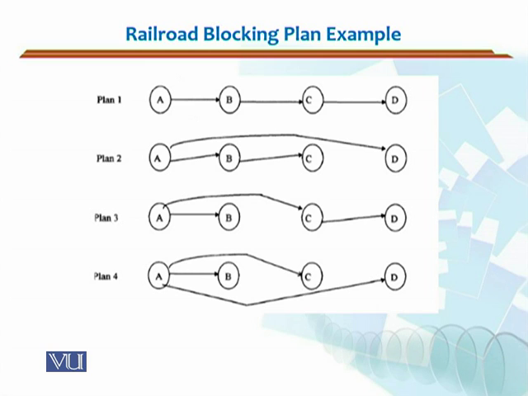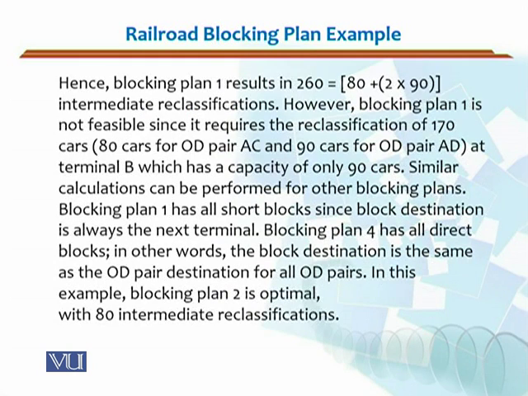But if you calculate the reclassifications, the optimal one would be coming for plan 2. That is, it would be feasible, and after feasibility, it would give you the minimum number of reclassifications. And you need to verify that blocking plan 2 would be optimal with 80 intermediate reclassifications. You need to verify it.